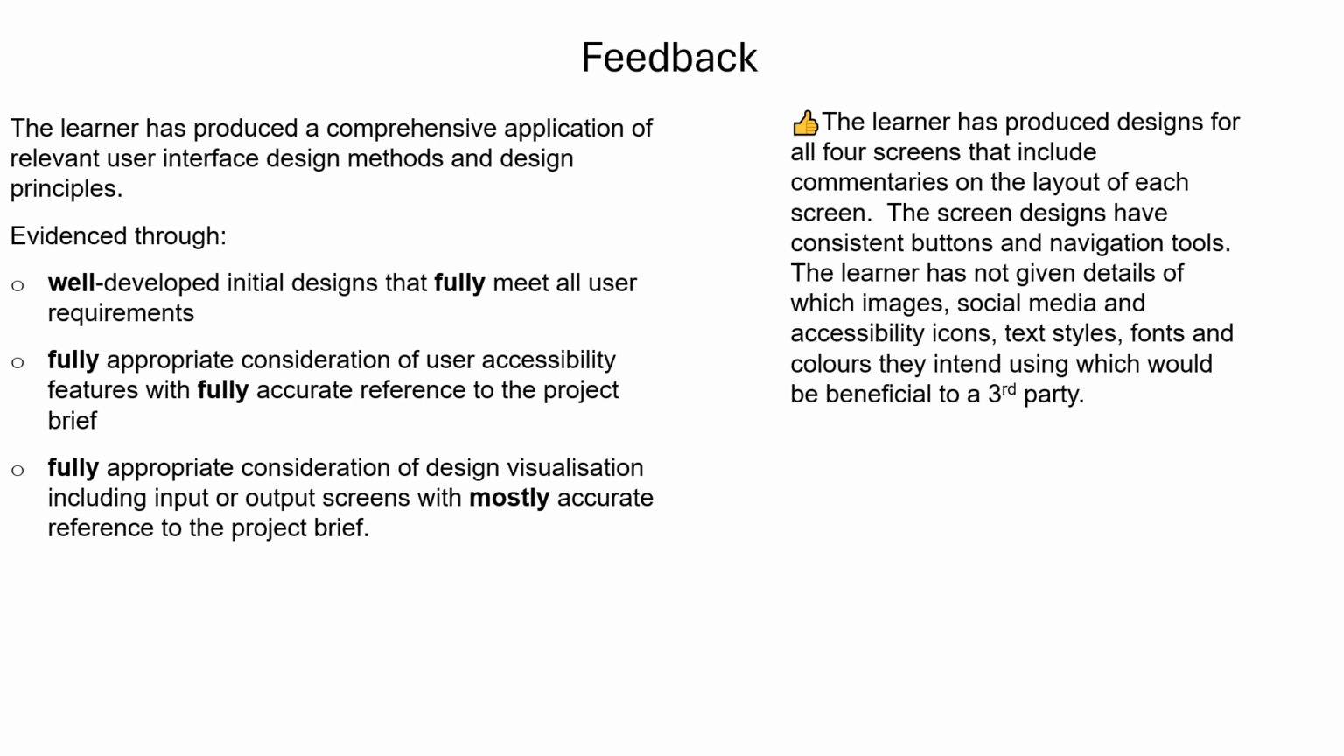The only drawback in this case is that the learner has not given detail of which images or social media and accessibility icons, text styles, fonts and colors they intend using. So if they'd included some images here, if they included some icons, the text they're going to use within there, the sample text, that would be really good. And the font style they were going to use, that would have been really good, because they could have shown that as an example.